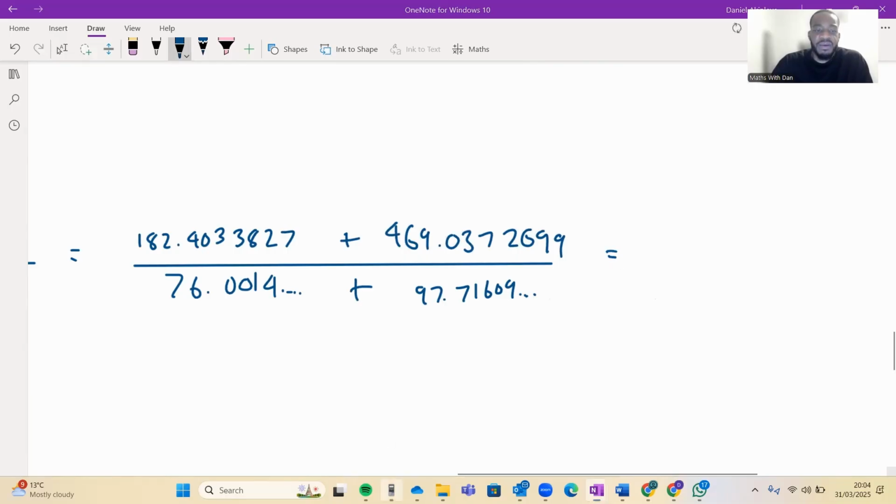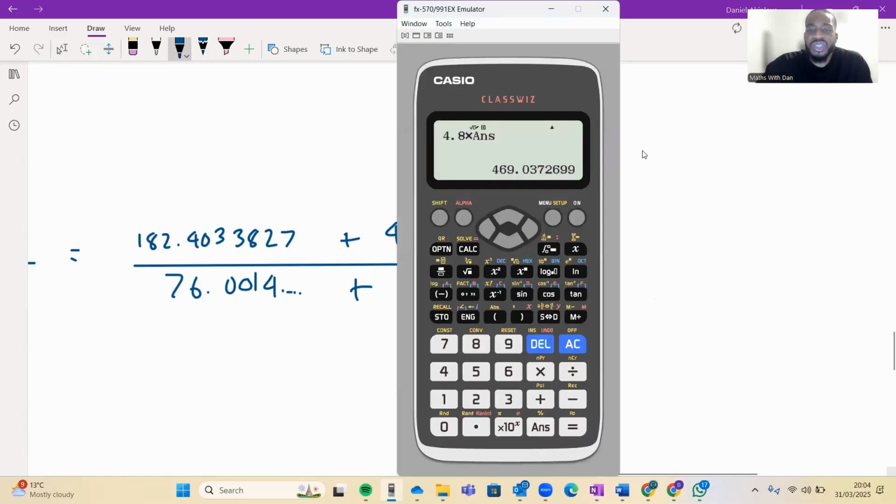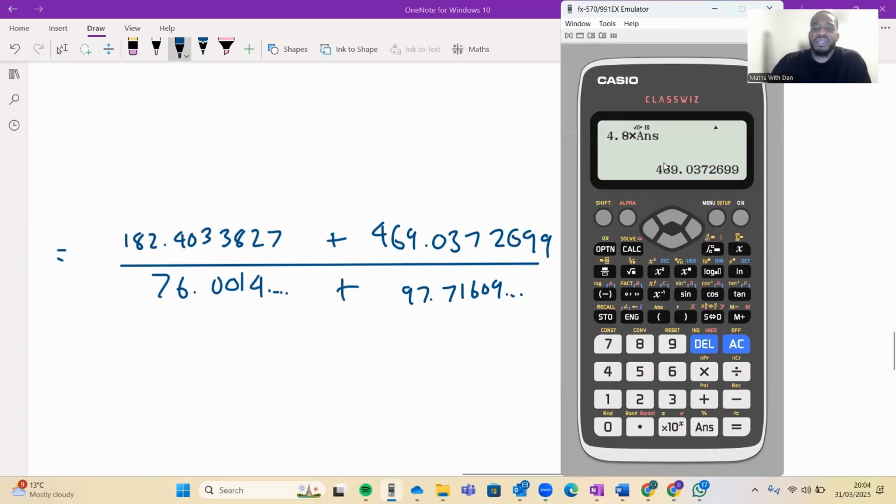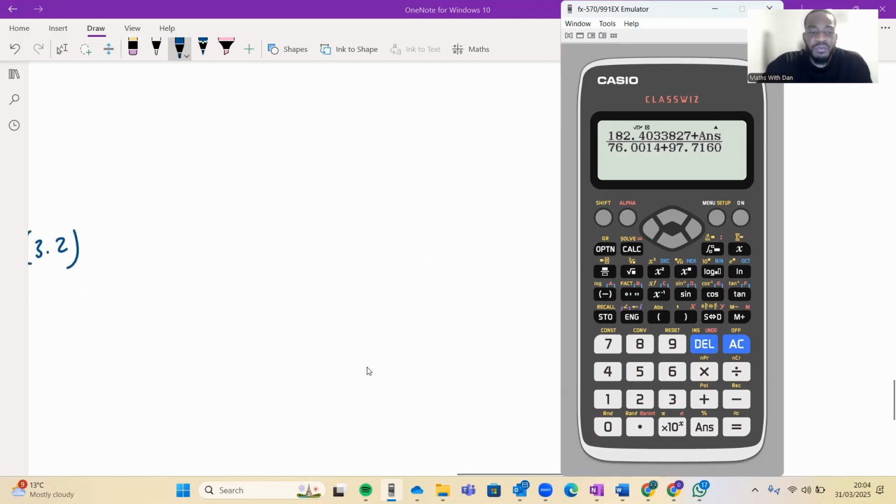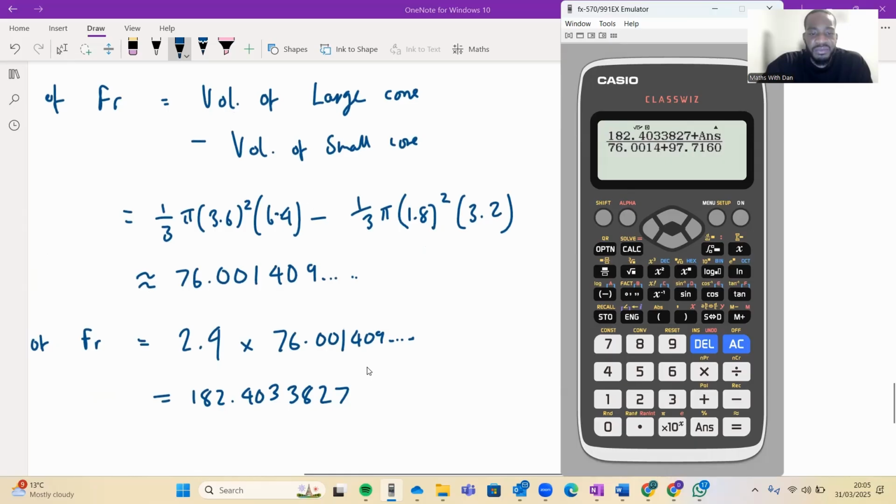So what I'm going to do is get my calculator. Now, what number have I got stored just to make life easier for myself? I've got that 469 number stored. So I'm going to just do that number there. 182.4033.827 plus answer because I have it stored. Now I just need to put those two in. Now, to be fair, that is 76, but I'll just put that in. This is fine because it's pretty small after that. And then plus 97.7160. And I don't know what the number was after that, but it's not really going to change it.